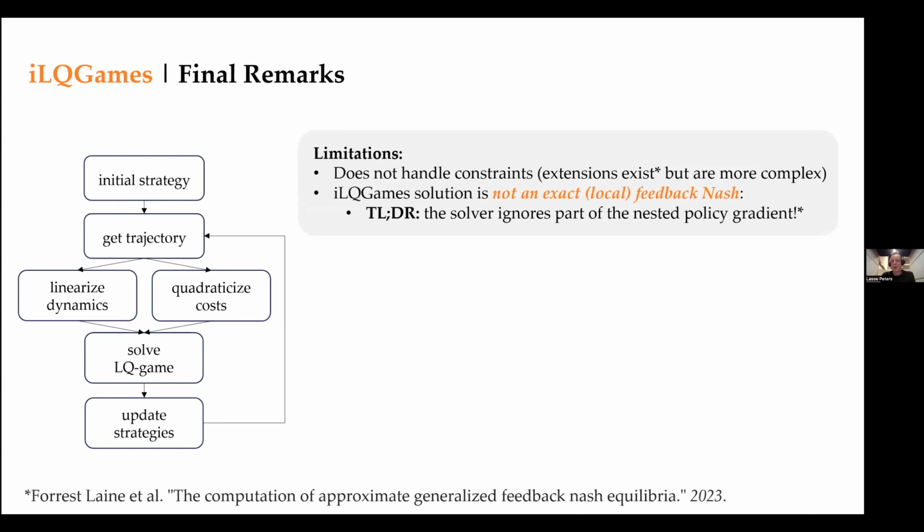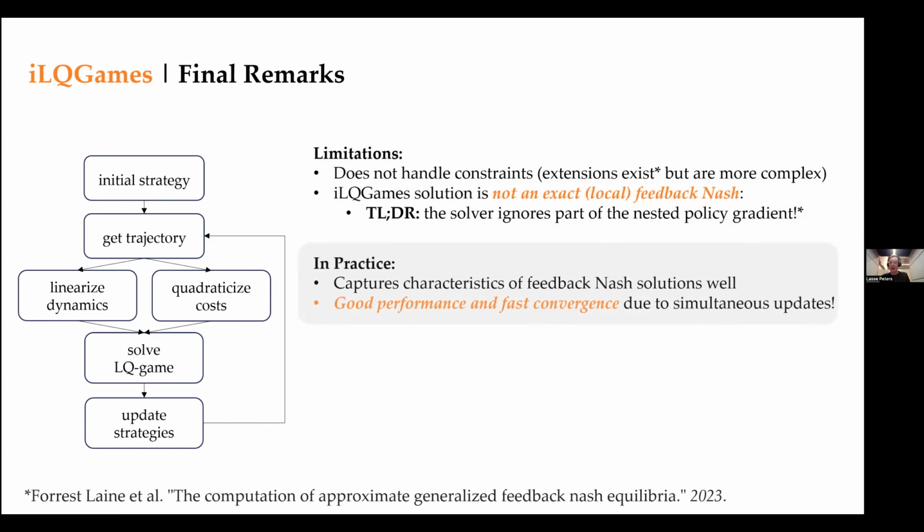So this is not all that bad for many applications. And then the second limitation is that ILQ game solutions are not exact feedback Nash. They're not even exact local feedback Nash. And the TLDR, that's also explained more in detail in Forrest's paper, is that they ignore parts of the downstream strategy gradient. That sounds very scary, but the good news is that in practice, these ILQ game solutions capture the characteristics of feedback Nash solutions very well.